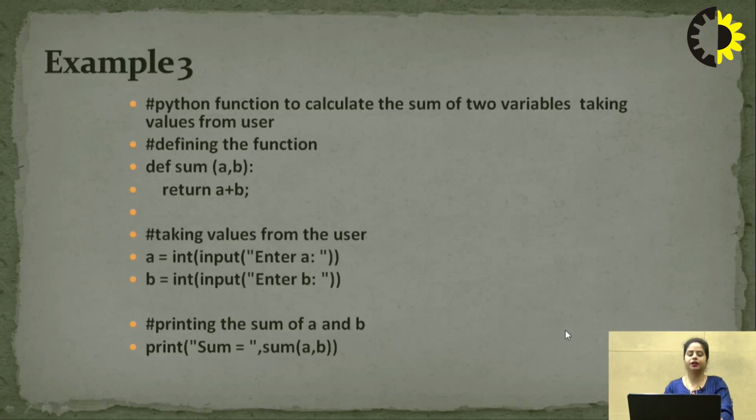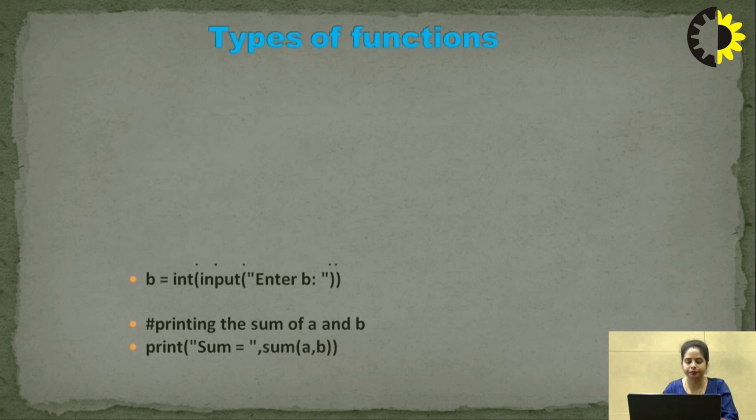Next example, if I wanted to take input from the user, then we will take input from the user, int A and int B. Then we will assign them to the A and B variables and pass these A and B variables to the function definition. This is your example 3.